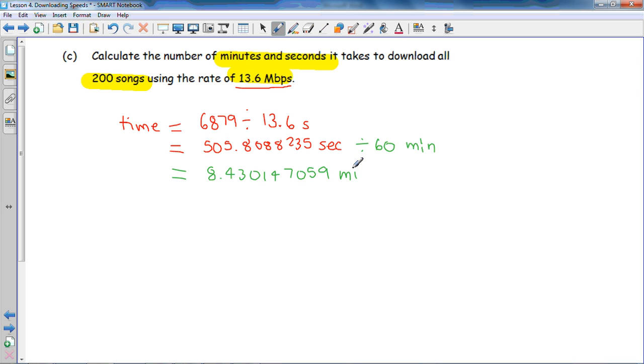Now, I want it in terms of minutes and seconds, so you're going to need to use your degrees, minutes, second button, or sometimes labelled as DMS button on your calculator to convert that. And when you do that, you're going to get 8 minutes and rounding it to the nearest second, it'll be 26 seconds. So that's how long it takes to download those 200 songs.